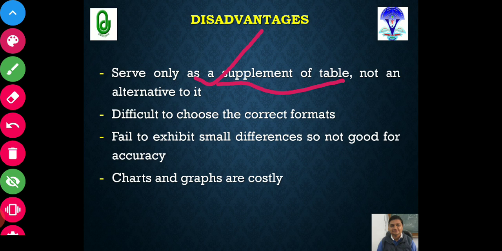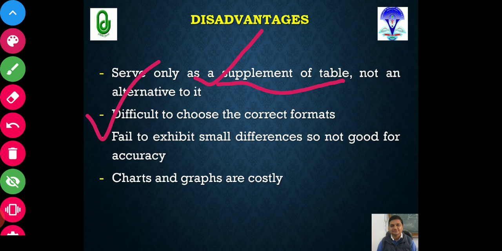Then, it is difficult to choose the correct format. This is also a very important point. Whenever you are preparing a graph, chart or diagram, the correct format is necessary. Otherwise there will be a graph, but you cannot get important information out of that graph.